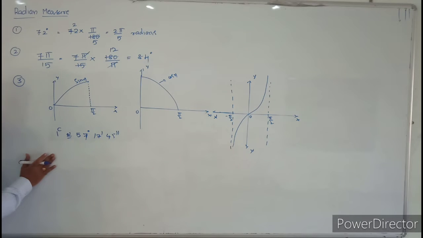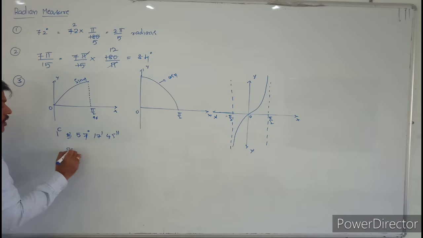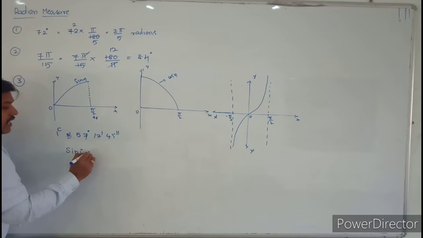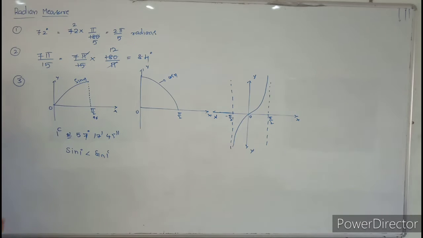So here it is 1 degree, next 2 degrees, 3, 4, 5, 6, 7 and so on, up to 90 degrees. This is 90 degrees. Yes or no? That means from 0 to 90 degrees, the sin value is increasing. That is nothing but sin 1 degree is less than sin 1 radian.